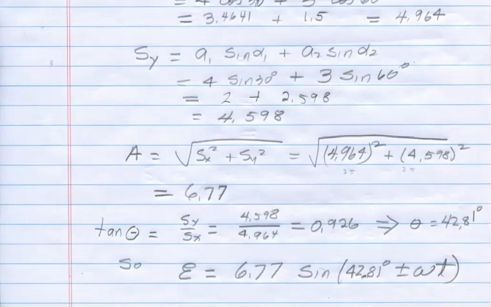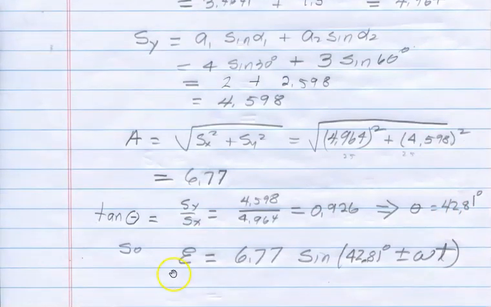So I could write in totally consistent form that the resultant electric field would be 6.77 volts per meter times the sine of 42.81 plus or minus omega t.